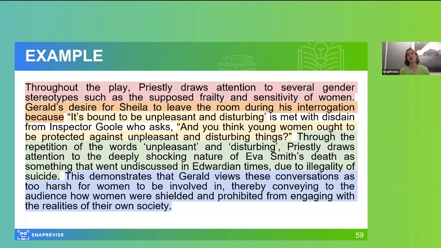Then linking it back to my line of argument by saying this demonstrates that Gerald views these conversations as too harsh for women to be involved in, thereby conveying to the audience how women were shielded and prohibited from engaging with the realities of their own society. So again, just another example of TEAL in practice.